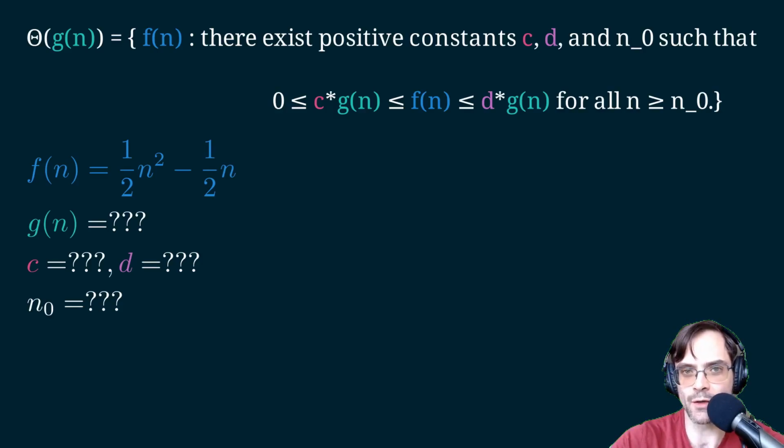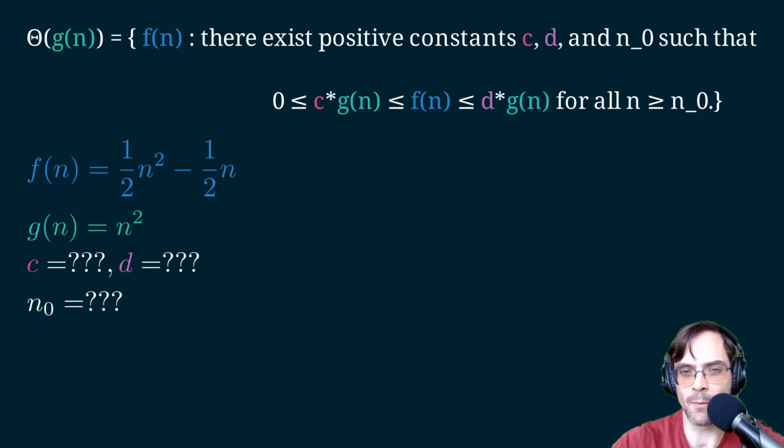And so what we want to do is look at our function f of n and choose the dominant term. Now what would that be? For a polynomial, this is super easy. Just look at the exponents, grab the biggest exponent, and set your g of n to be n raised to that exponent. So for us, it'll just be g of n equals n squared. Now for c and d, which one has to be bigger? Yeah, d is going to be bigger.